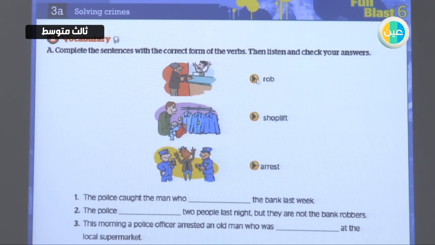Okay, the first verb, rob, is about stealing property, while the second verb, shoplift, is about stealing goods from a shop. Now, let's read the verbs together. Let's read the sentences together and try to put the verb in the correct place.